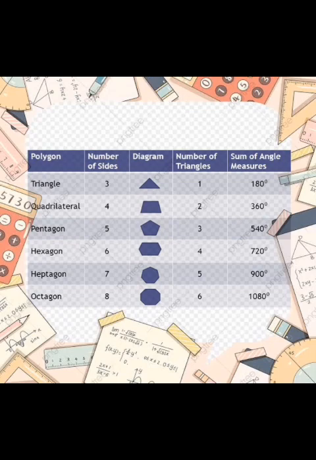A hexagon, which has 6 sides and 4 triangles, has a sum of angle measures 720 degrees. A heptagon, which has 7 sides and 5 triangles, has a sum of angle measures 900 degrees. And an octagon, which has 8 sides and 6 triangles, has a sum of angle measures 1080 degrees.